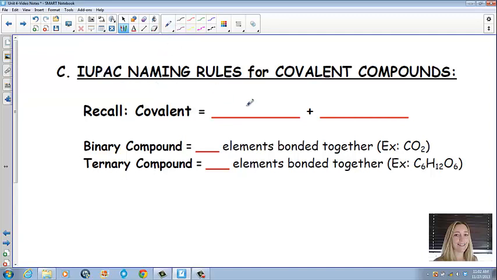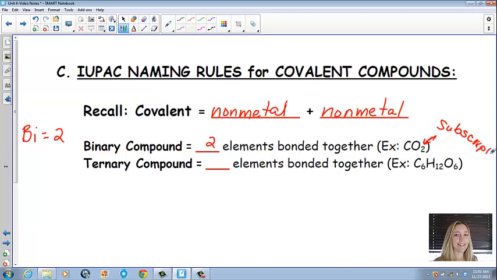for covalent compounds. So let's recall, a covalent compound consists of a nonmetal and another non-metal or non-metallic element. Binary, so the prefix bi equals 2, so that helps you. Binary compound, 2 elements bonded together. So for example, carbon dioxide, 2 elements. The subscript tells you how many atoms of each element. Okay, so remember right here, subscript is the number of atoms, not the number of elements.